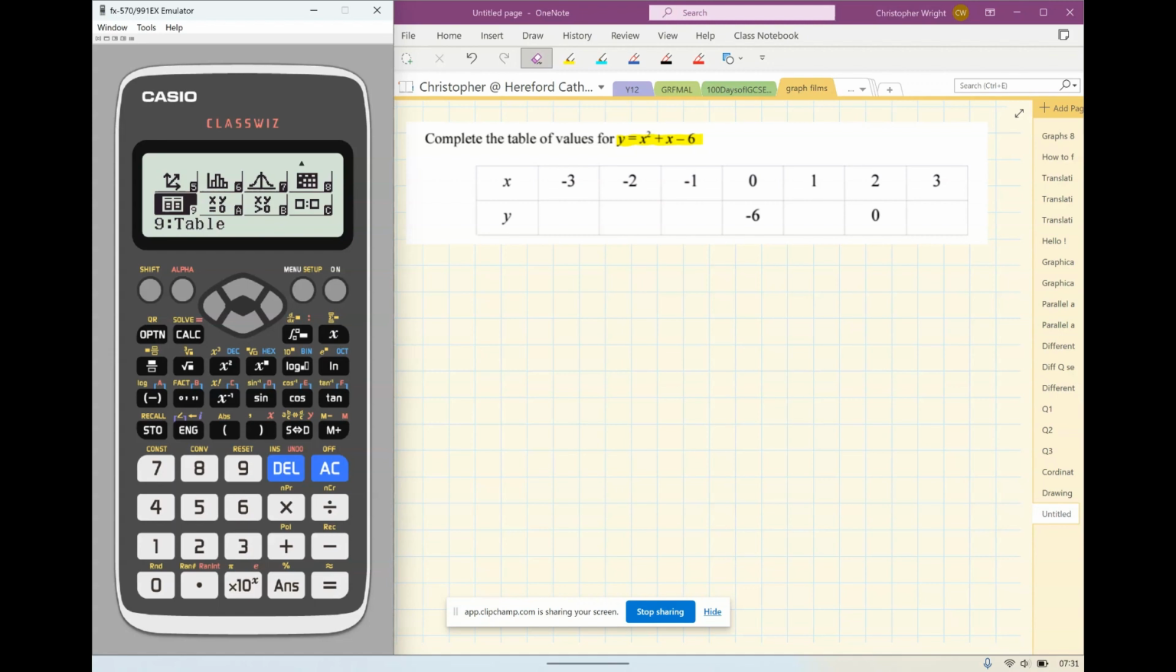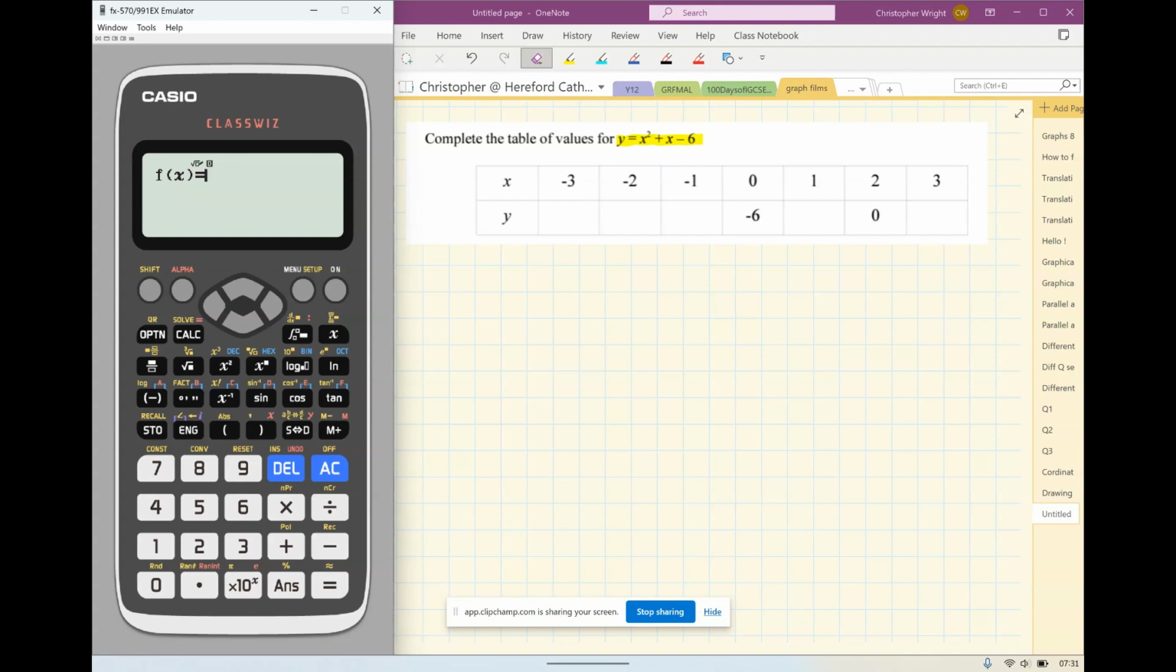For you, and on my handheld calculator, it's actually number 3. But whichever mode it is, it's the one with the picture of a table, and it's the one that's called table. For me, I'm going to press 9 here to go into table mode. You're probably pressing a different number. And here I am in table mode, and the calculator is asking me for my graph here. So I have got x squared plus x minus 6.